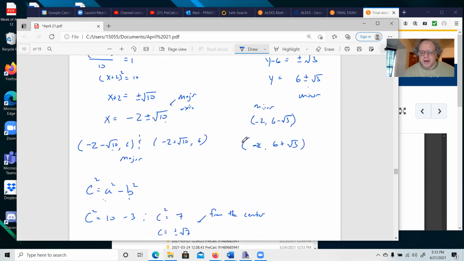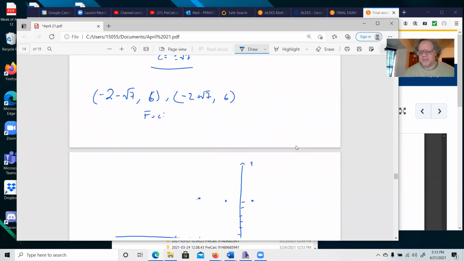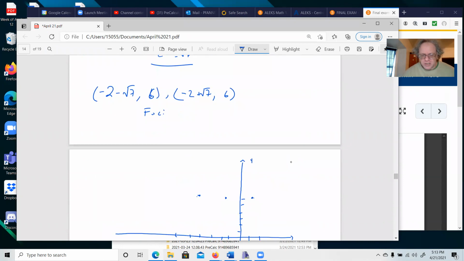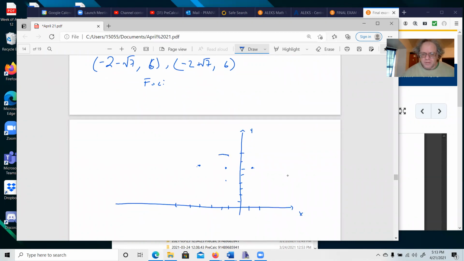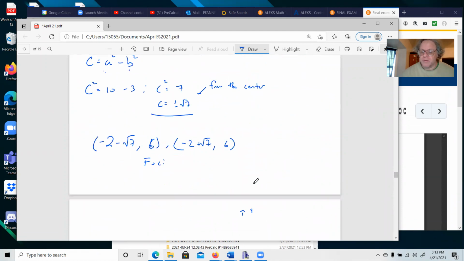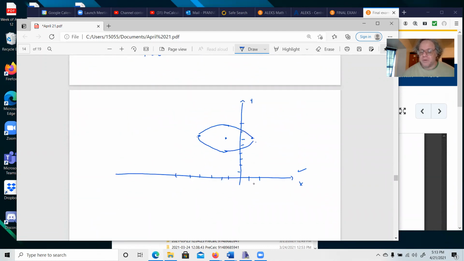Okay. The minor endpoints were 6 minus root 3 and 6 plus root 3. So root 3 is like almost 2. So 6 minus 2 is about 4-ish. And 6 plus root 3 is there we are. All right, so I'm going to say pretend this looks like an ellipse. All right, and there you are, you're set. Okay. So you don't have to map the foci out. There's nothing else that you really have to do. So there you go, you're set.